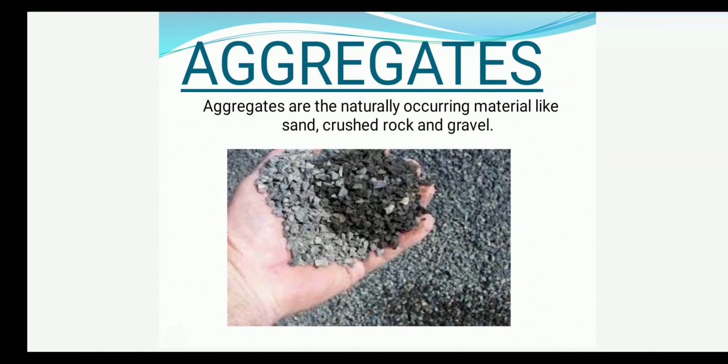While the coarse aggregates are the materials or the aggregates which pass through an 80 mm sieve and are retained on the 4.75 mm sieve. For example, gravel, crushed rock, pebbles, etc.